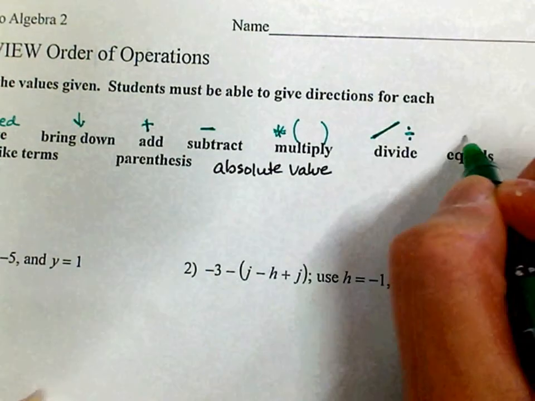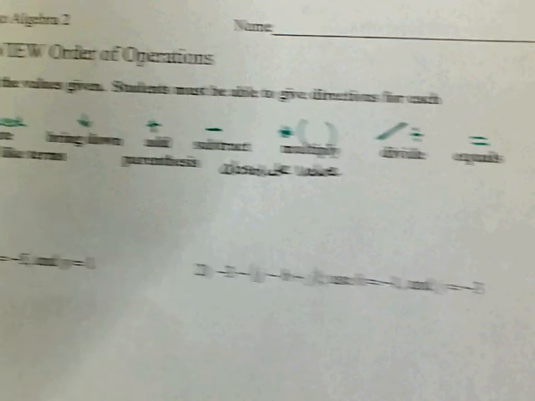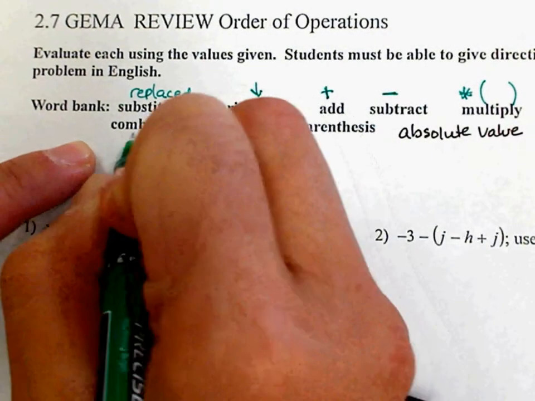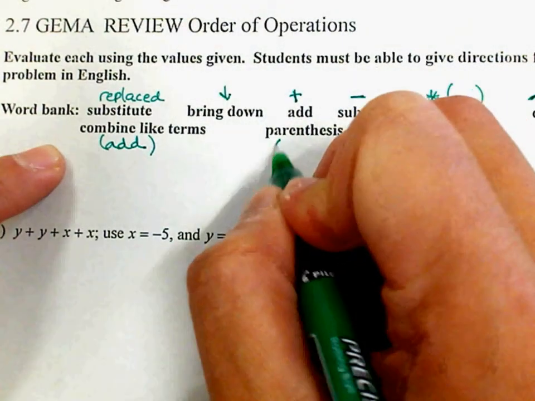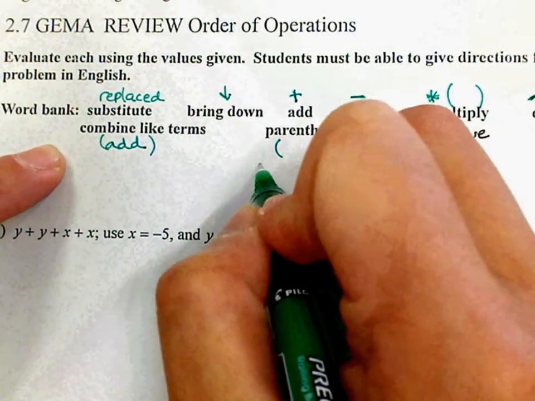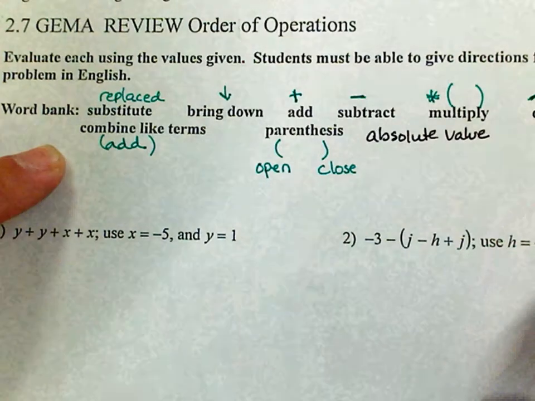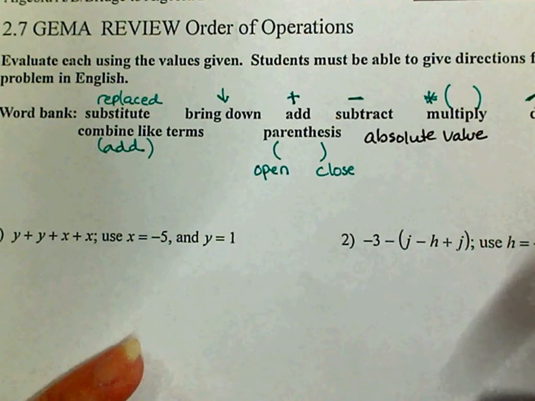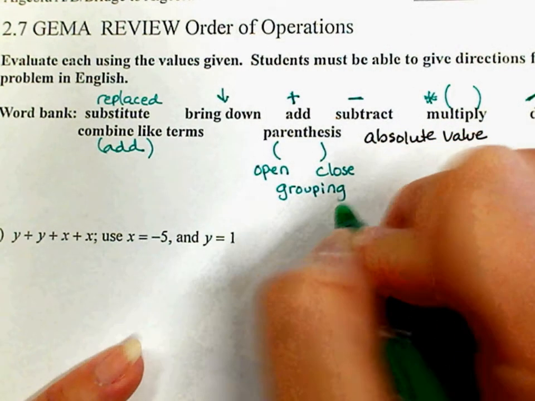Equals. There's a symbol for your equals. Okay. Combine like terms. Basically, you are adding things that are alike. Parentheses, you guys know parentheses. Sometimes you'll say open parentheses, close parentheses, okay? So those are parentheses. That's another word you may hear is the word grouping, so you want to do that first.